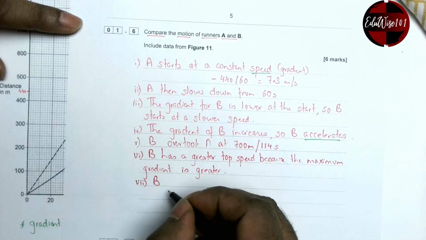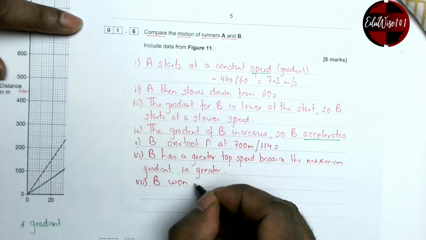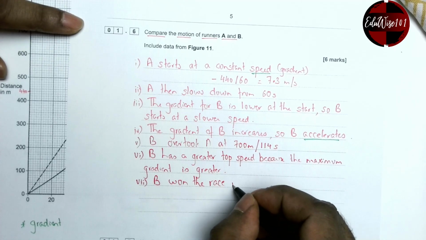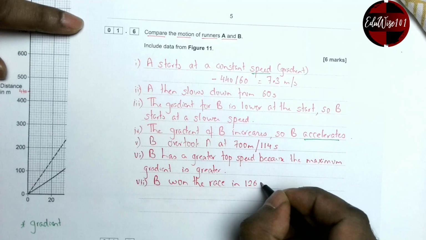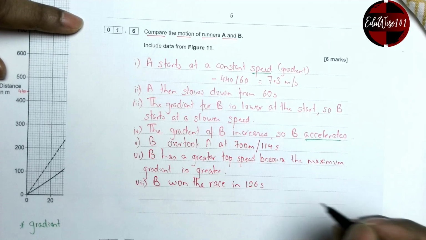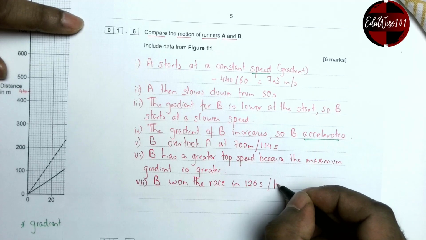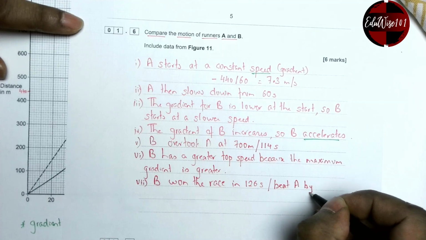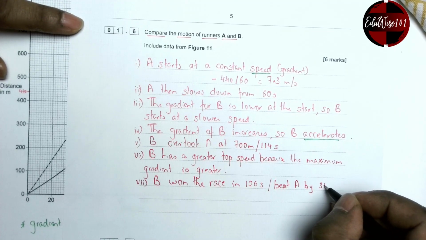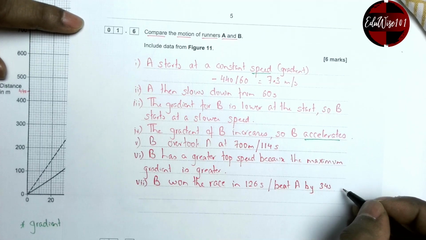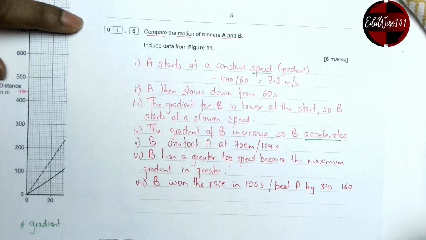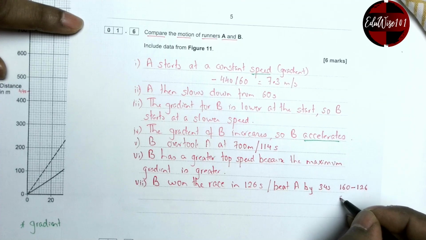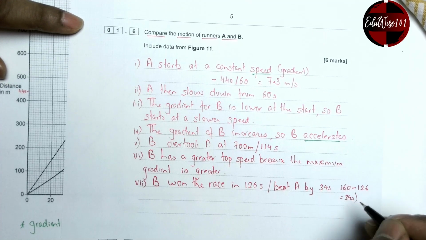And the last point, B won the race in 126 seconds, or you could say beat A by 34 seconds. How am I getting 34? Remember, A took 160 seconds minus the 126. That should give me 34 seconds.